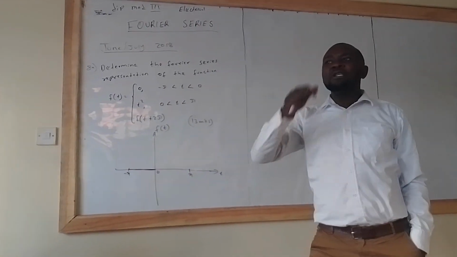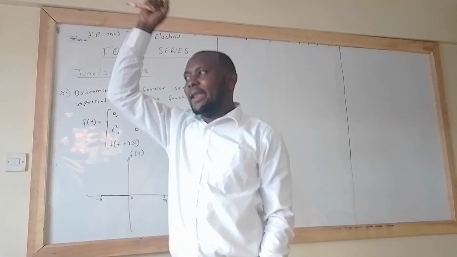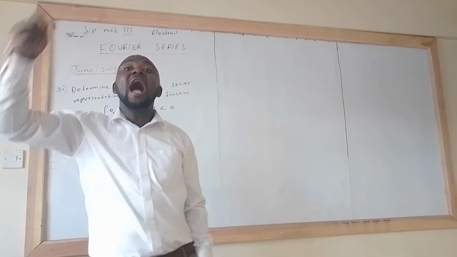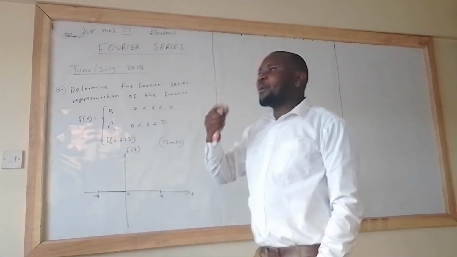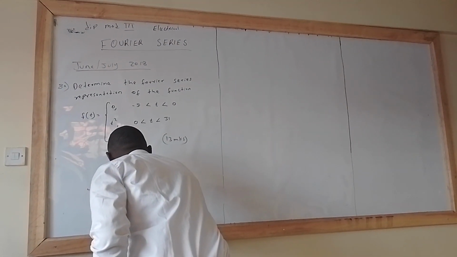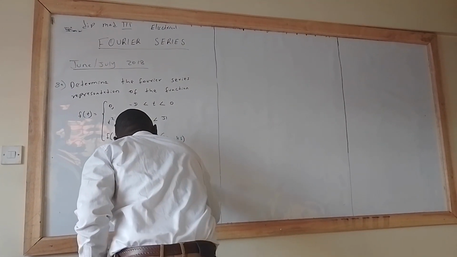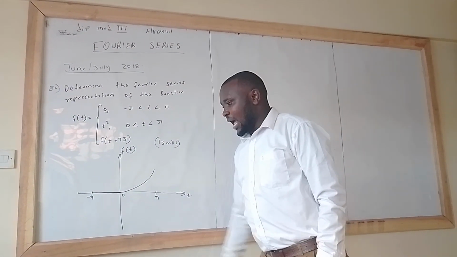Whenever we see a t squared or any valued power, that means that is a curve. For example, x squared is a curve. x power 3 is a curve. So here is our curve. This one is our sketch diagram.